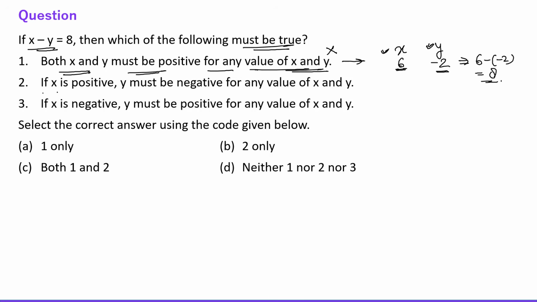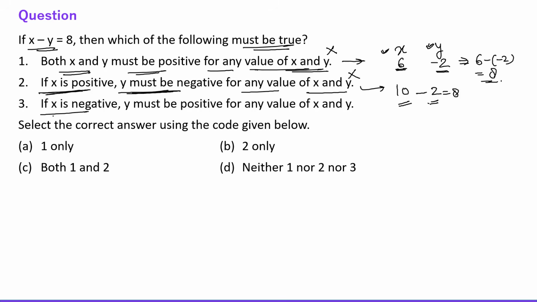Second option, if x is positive, y must be negative for any values of x and y. Let's say we are assuming x as 10 and y as 2. So this will be 10 minus 2, which is 8. So here we are assuming x is positive and y is also positive. The question is saying if x is positive, then y must be negative. No, it is not correct.